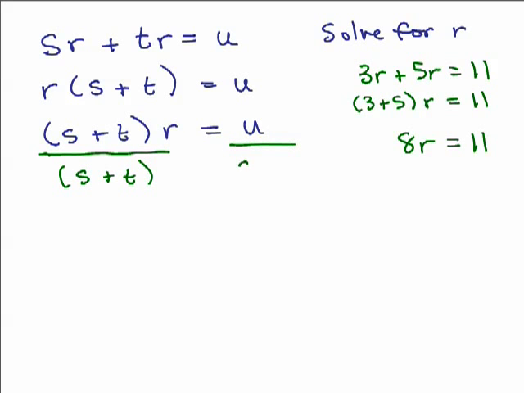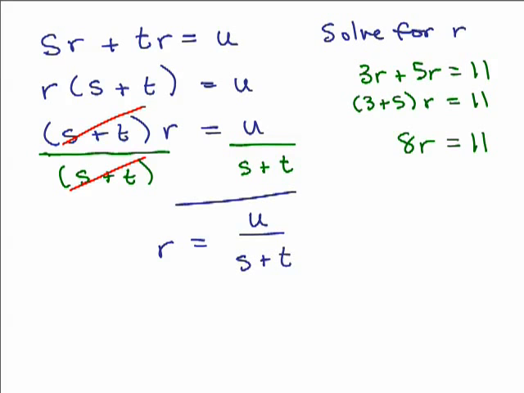Now, on the right, I'm just going to put S plus T. You don't need to put that S plus T in parentheses. I did here so you could see how those are going to cancel. So I have R equals U over S plus T. And I've already got the variable on the left side of the equal sign, so it's in a nice form.